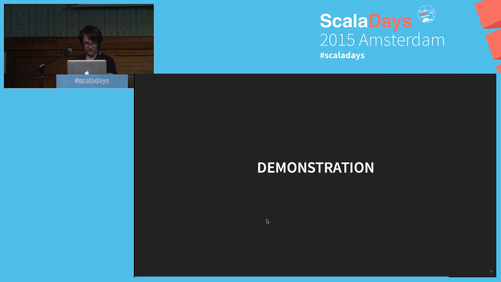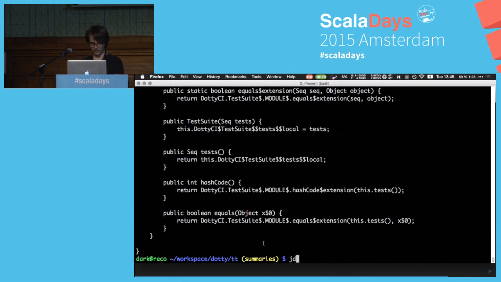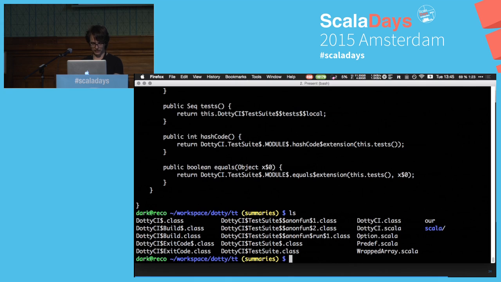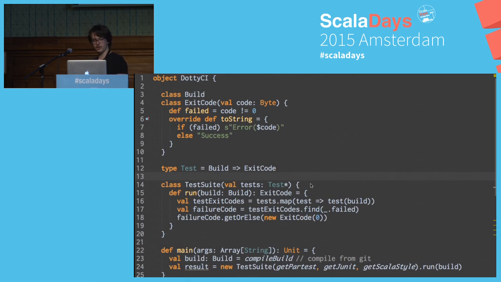OK, so let me demonstrate a bit of how it works in practice. Here I have some classes, with a similar structure to what Dotty continuous integration has. So you have a build, which represents a version of Dotty that's been compiled and tested against the tests to see if it actually passes, so the committer should improve his own code.